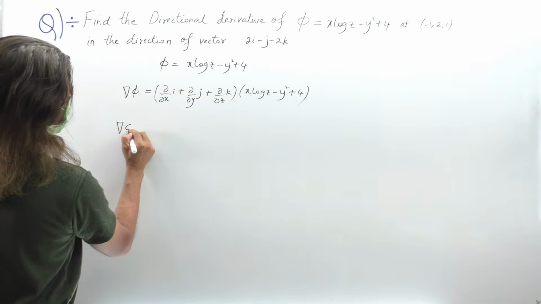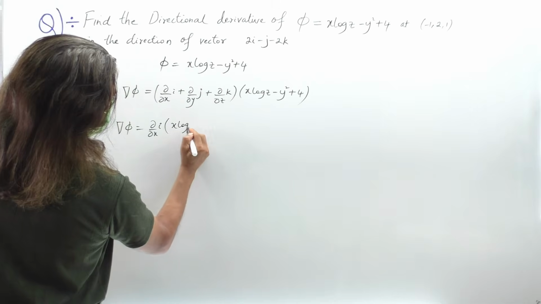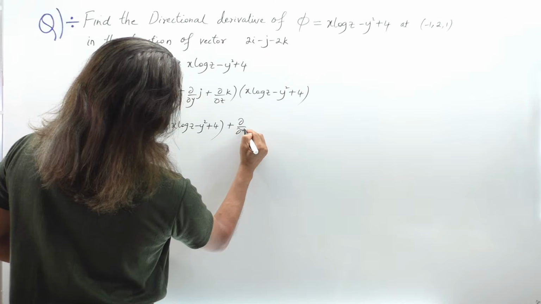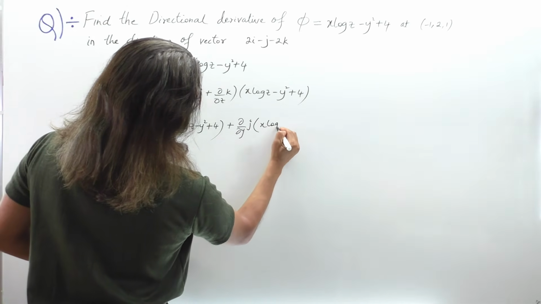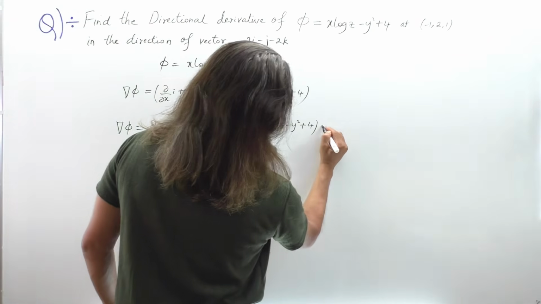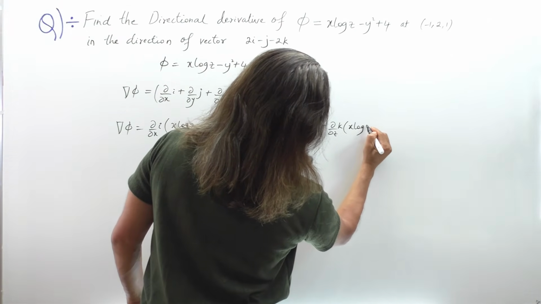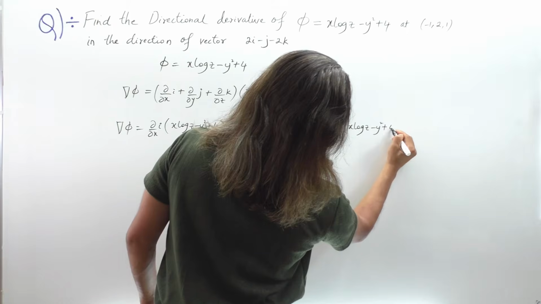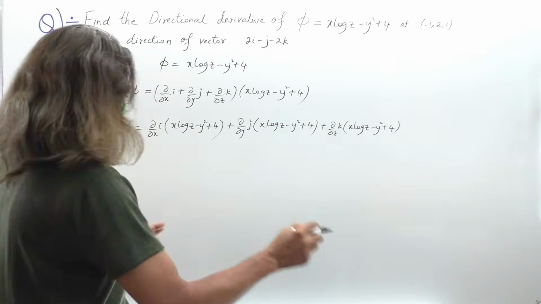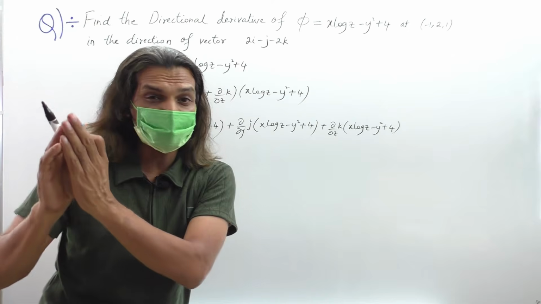So I'll open the bracket here: dou by dou x of i into x log z minus y square plus 4. Similarly, dou by dou y of j into x log z minus y square plus 4, and lastly plus dou by dou z of k into x log z minus y square plus 4. Okay, so now let's differentiate this partially. So del phi will be dou by dou x. Here I am partially differentiating only with respect to x.